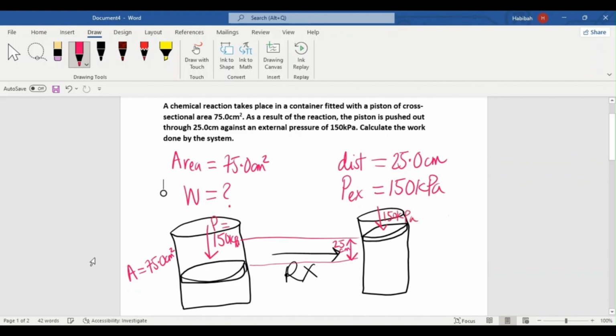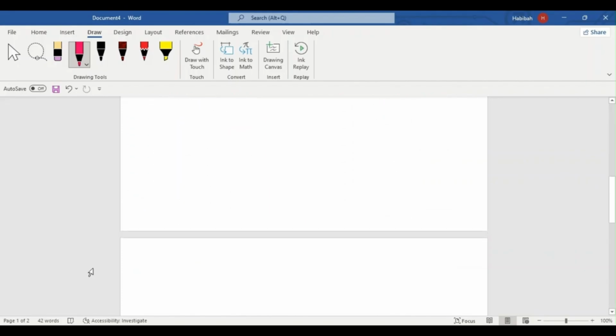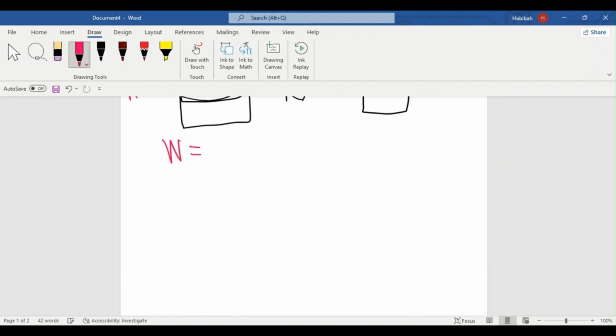So we're being asked the work done by the system. When we go back to the fundamental definition for work, we know work is force times distance. But because it's a situation where work is being done by the system, the work is going to have a negative value. The negative value shows that energy is being lost by the system because the system is doing work. So we're going to denote it as a negative, and then we have force times distance.